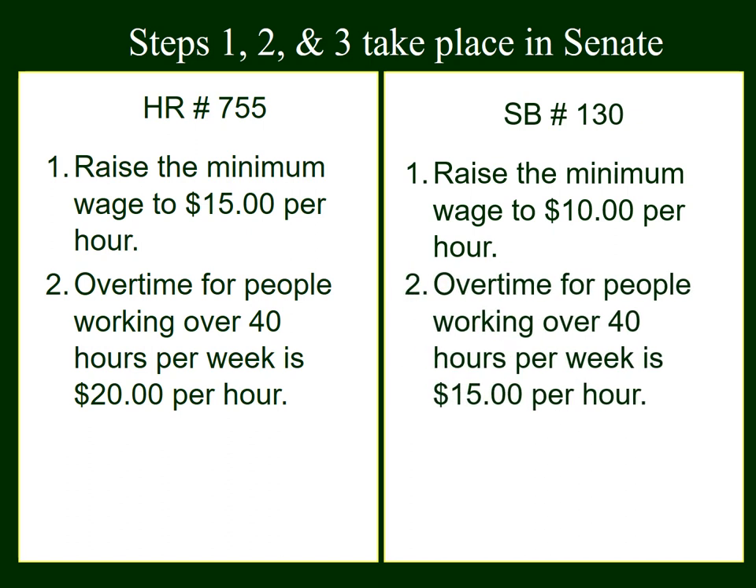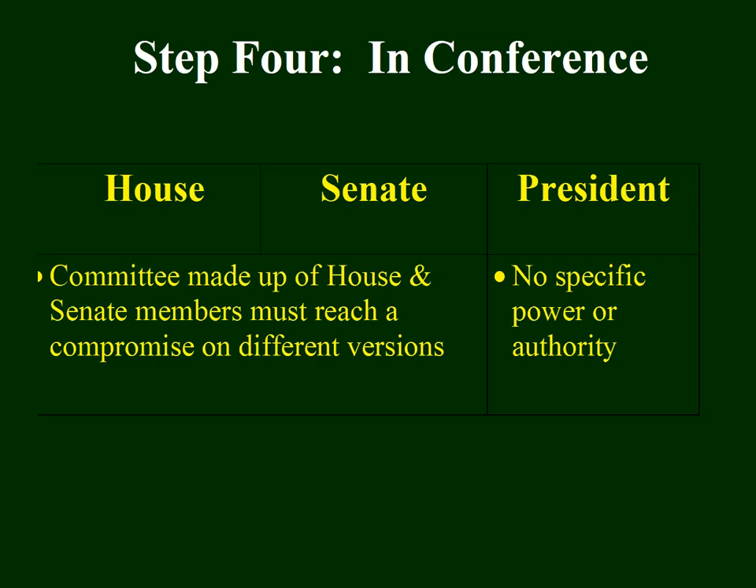That will take us to the next step. That's step number 4. Step number 4 is called the conference phase. This would be necessary if similar bills pass in both the House and the Senate, but they're not exactly the same. What happens here is that a committee made up of a handful of the members of the House, maybe 3 or 4, and a handful of members of the Senate, again, maybe 3 or 4, sit down and try to work out a compromise on the different versions of the bills.